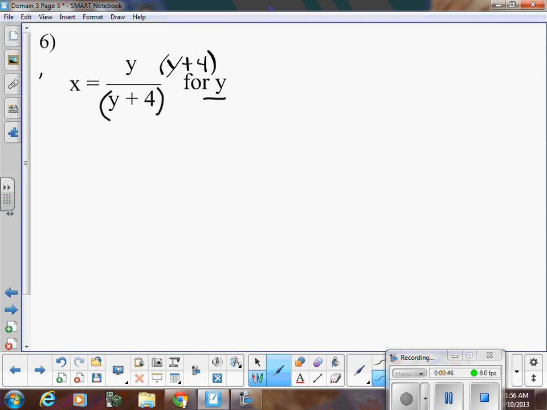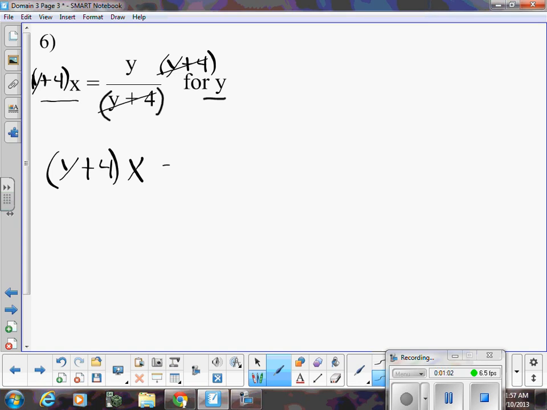If I do that, y plus 4 on both sides, then over on the right-hand side here, y plus 4 would cross out, and you would be left with y plus 4 times the x, so this side of the problem, equals y. Now, notice that we still have y's on both sides of the equation, so somehow if we can get these together on one side with nothing else there, we can maybe distribute and get it out.